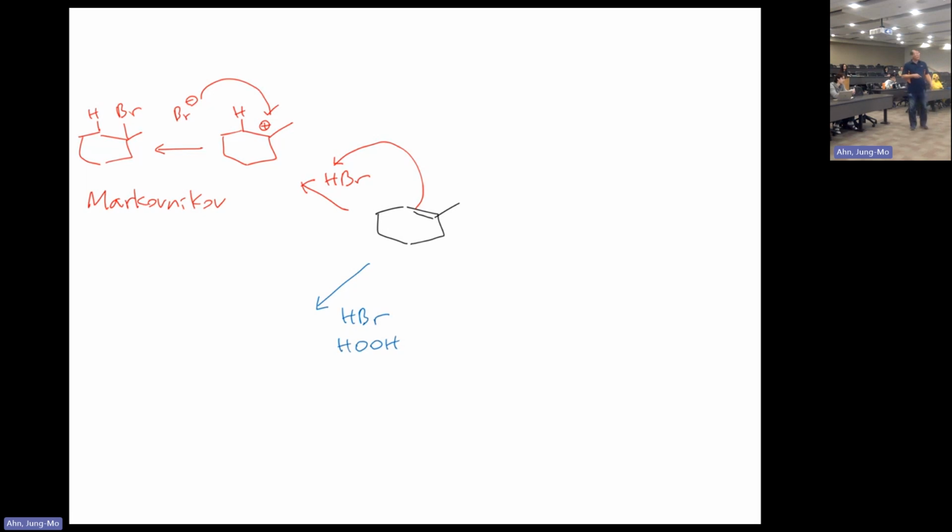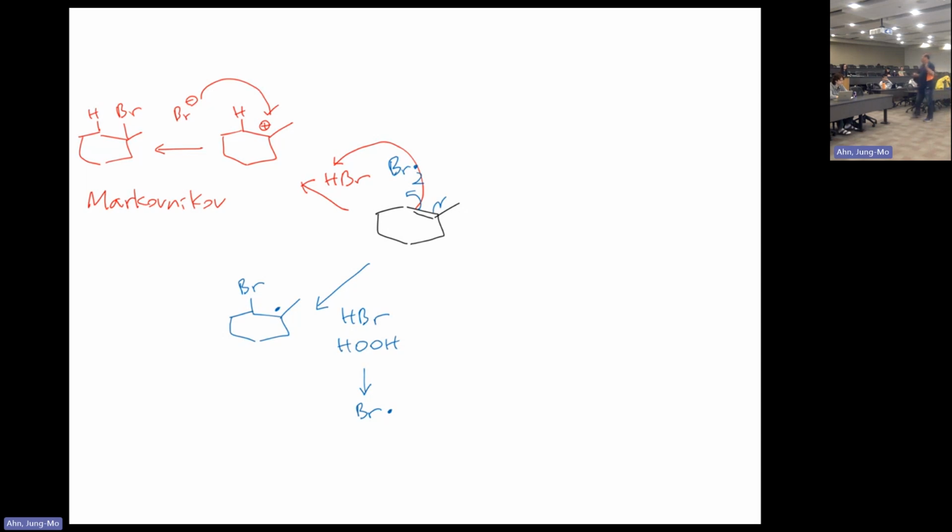But when you're doing the radical conditions, of course, the radical conditions produce the bromine radical, and that is going to be the electrophile, not the proton H plus. That is going to be attacked by the pi electrons. Single electron movement here, single electron movement there. So you're going to make a bond between the carbon and bromine. And then again, the most substituted carbon is going to be the radical.